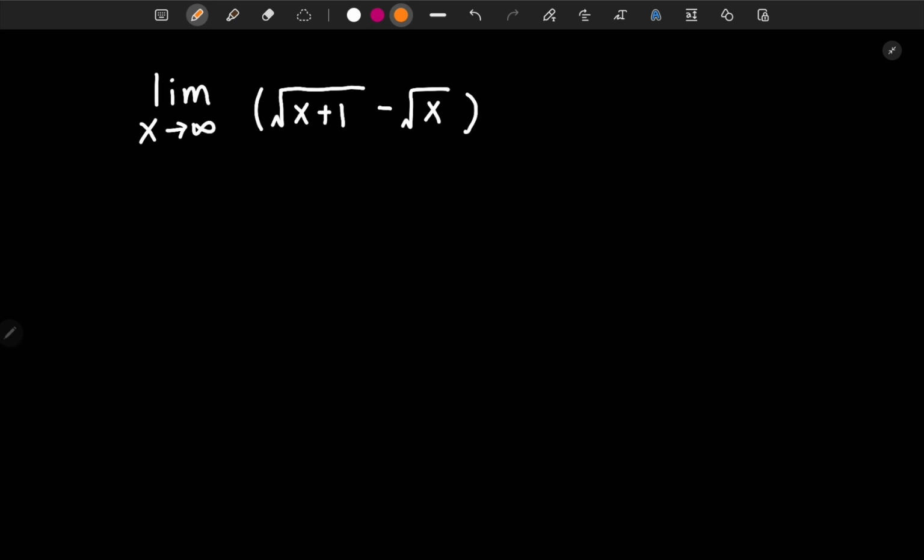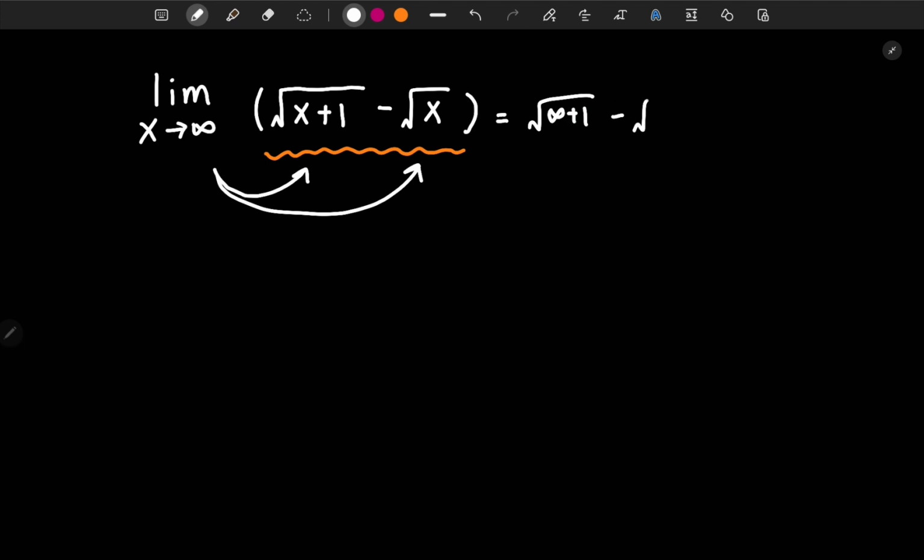Today we're going to look at how to solve this limit question. Here we have x goes to infinity and we have a square root minus another square root. If I simply plug in x goes to infinity, let's see what we would get. We would get the square root of infinity plus 1 minus the square root of infinity.